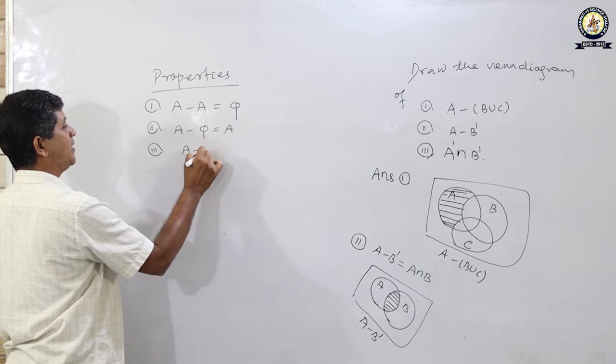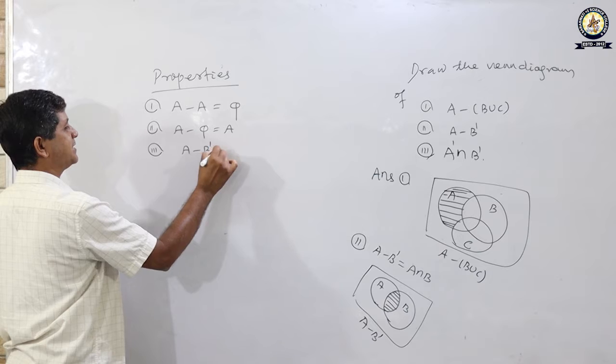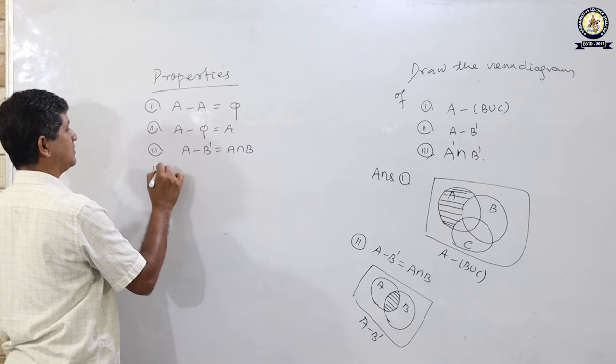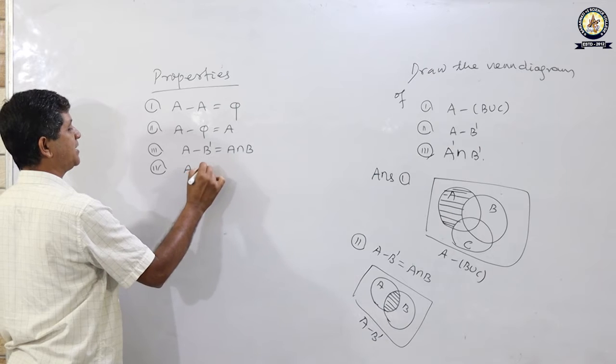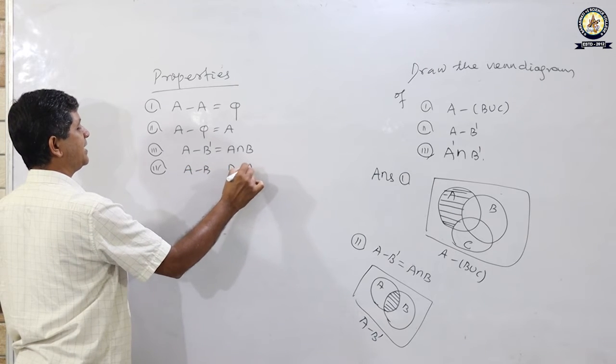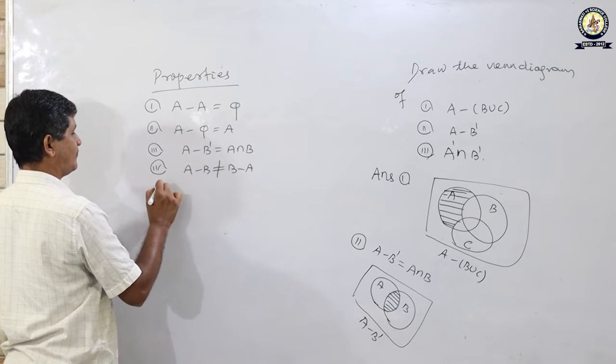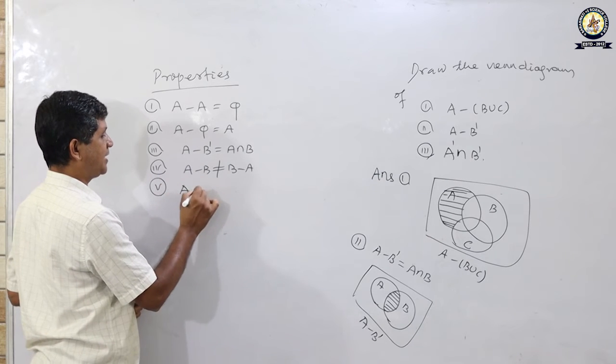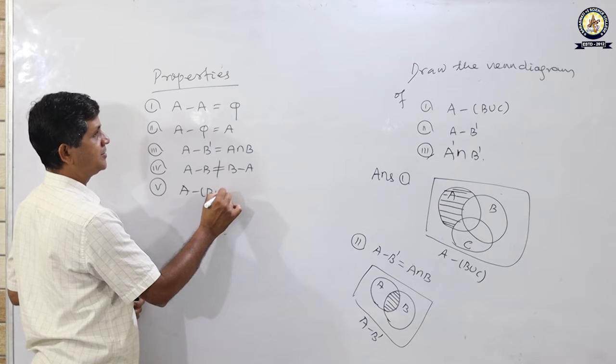Third, what about A difference B dash? It is A intersection B. What about A difference B and B difference A? They must not be equal. Next is A difference (B union C).